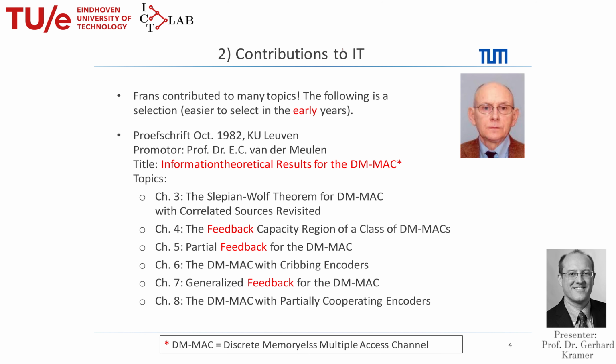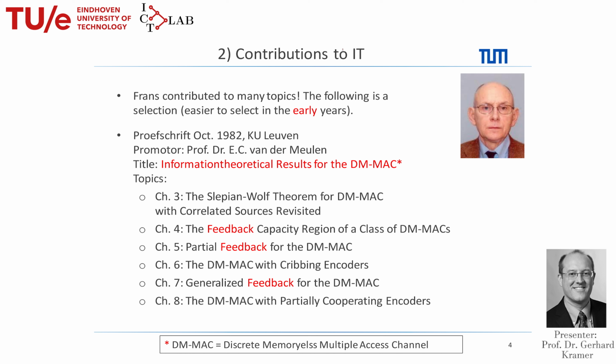So in terms of the second part of the talk, I'd go through some of his contributions to the information theory topic. First of all, he contributed to very many topics. And I was going through the list of papers. Of course, it's usually easier to do this in the early years because in the later years, things mix up with each other, right? You jump from one topic to the next because it's much easier to do so given the experience. The Proefschrift: he did his doctoral degree at KU Leuven under Edward van der Meulen, and of course his name is associated with today as well.